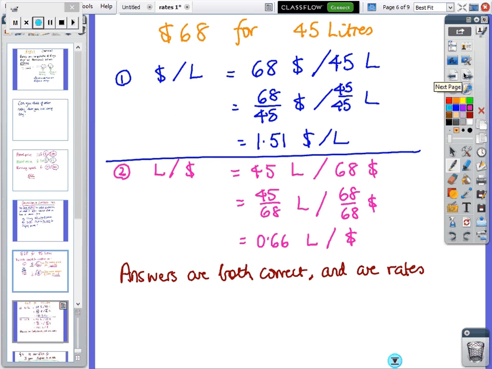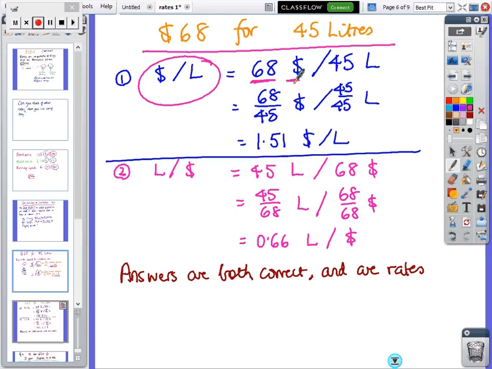Okay, so let's look at what the conversions are. We've got the original thing, $68 for 45 litres, and the first one I want to do is put the dollars in front of the litres. So I put $68 in front of 45 litres. Now the litre has to be the number 1, so to convert 45 to the number 1, we divide by 45, but if you divide this side by 45, you have to divide that side by 45. We're trying to get the number in the litres to be 1. What we do to the left, we have to do to the right, and then on your calculator, you end up with $1.51 per litre.